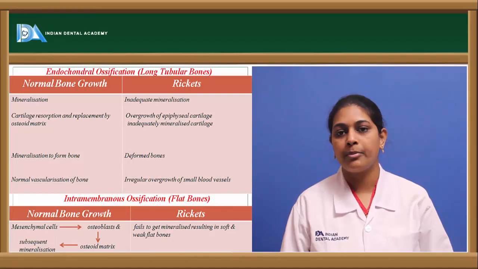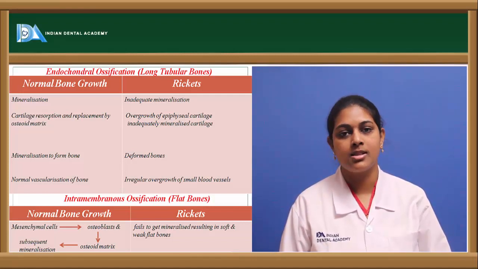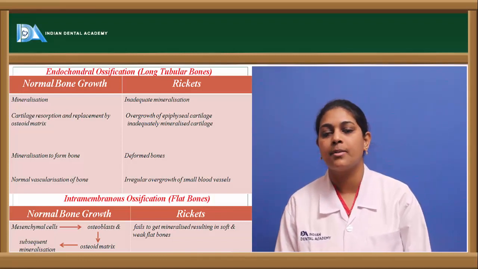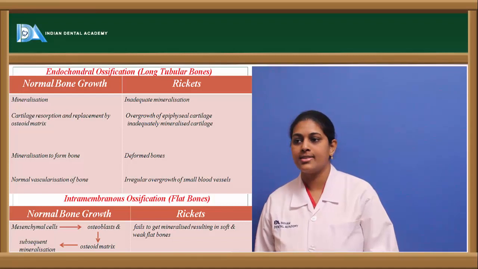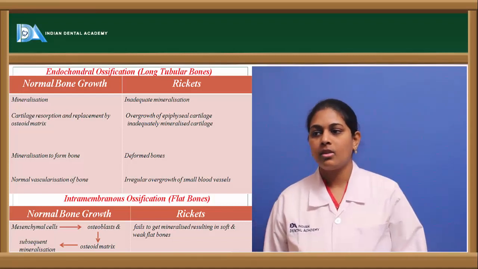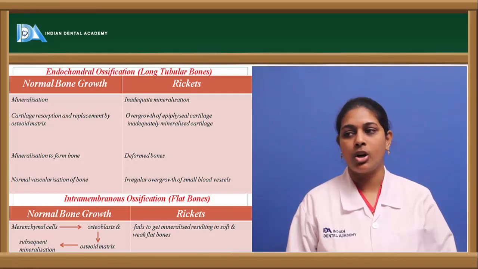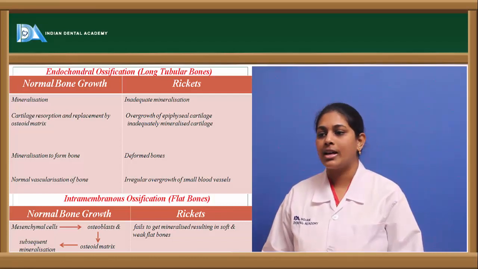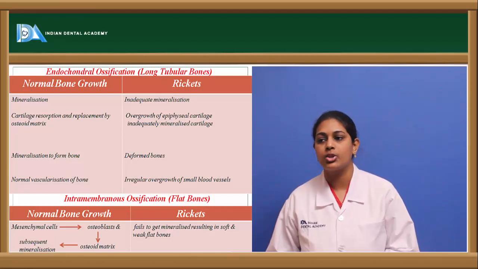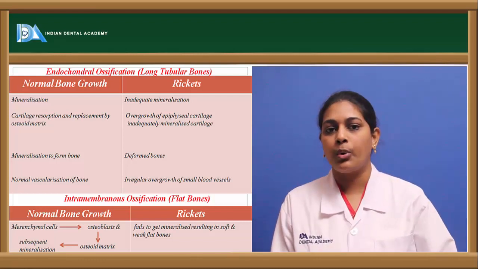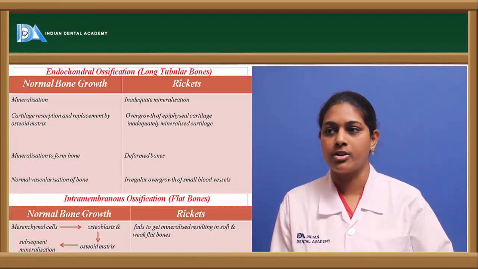Coming to intramembranous ossification, in normal bone growth the mesenchymal cells differentiate into osteoblasts, which develop the osteoid matrix, which then subsequently mineralizes. Whereas in rickets, the mesenchymal cells differentiate into osteoblasts and lay down the osteoid matrix, which fails to mineralize, resulting in soft and weak flat bones. These are the differences in ossification between normal bone and rickets.